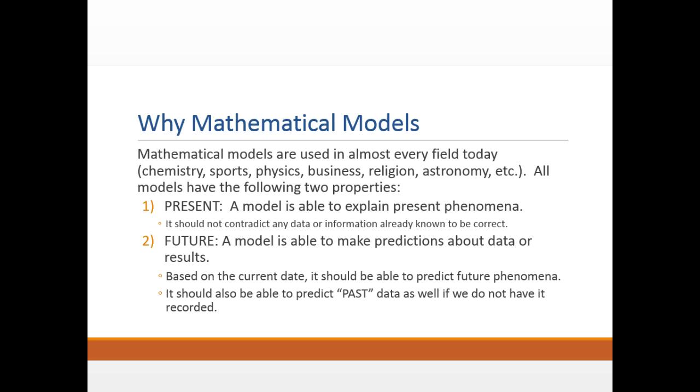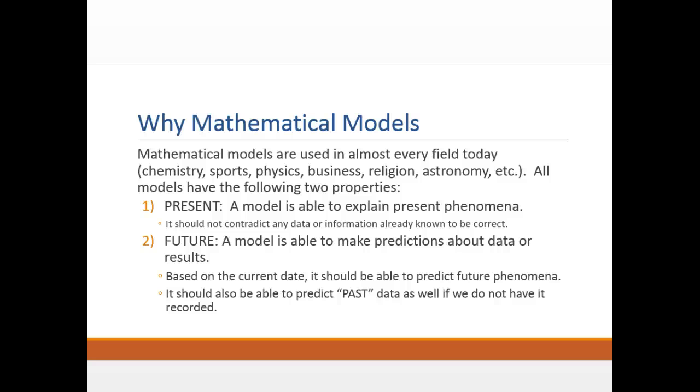Well, mathematical models are used pretty much in every field today, from sports to business to science, technology, astronomy, religion. And regardless of the field, all models have two of the following properties. First, the present property is what I like to call it. A model is able to explain present phenomena. In other words, we can create a model to explain or show the buying habits of certain consumers. And pretty much none of the data that we're going to see is going to contradict our model. Our model will be able to explain pretty much all the data that we are able to view.